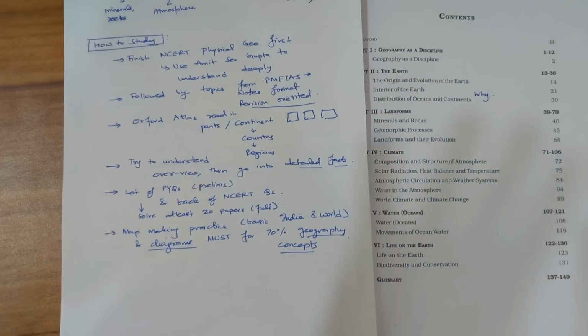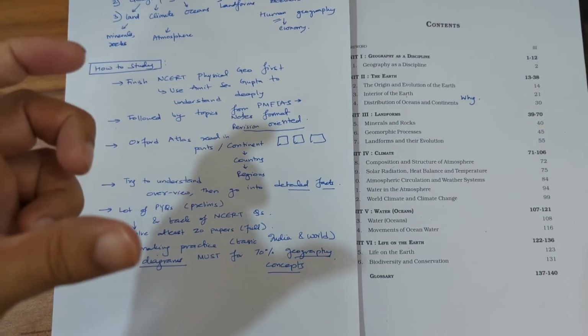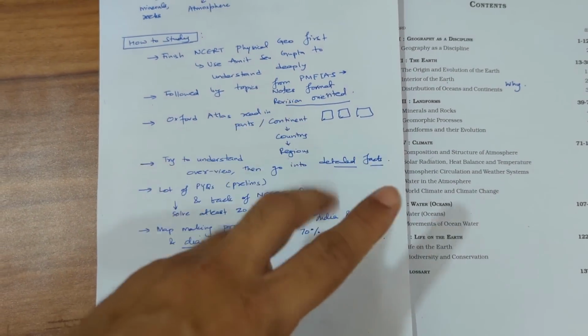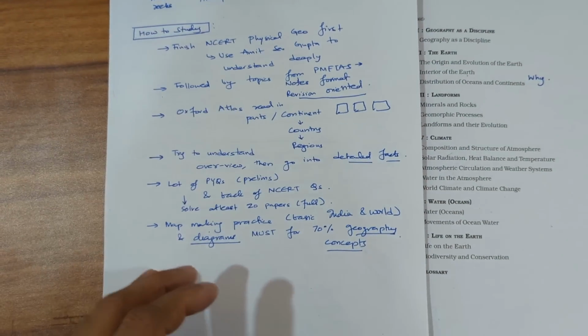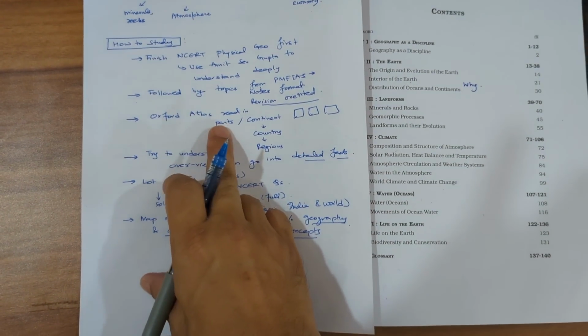So let's say I'm going to study Asia. So in Asia, let's say I pick up China. Then I will study different regions of China, how they're related, what are the different landforms in those different parts of China, what are the resources found in those particular parts of China. That is how I would actually approach studying the Oxford Atlas.